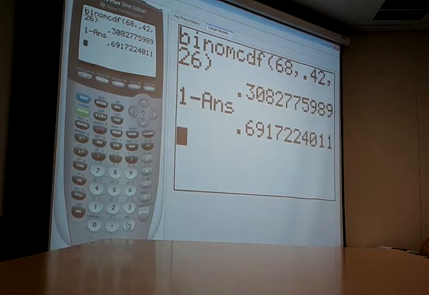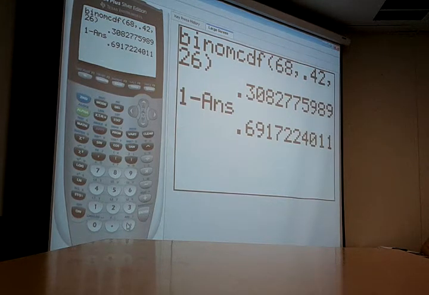So I really want you to understand. CDF always goes from what? Up. From 0 up. Right? That's how it's hardwired. So if I want to go from 27 up, I've got to do 1 minus from 0 to 26. Right? The opposite.